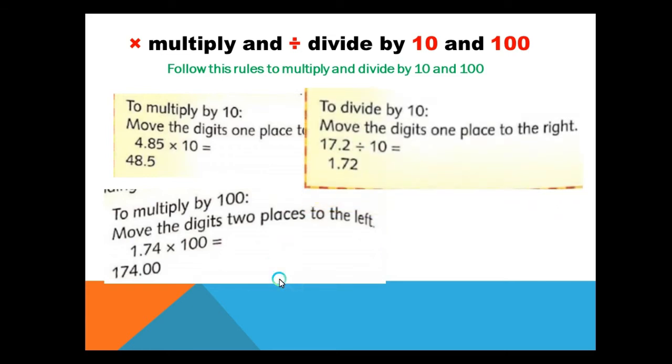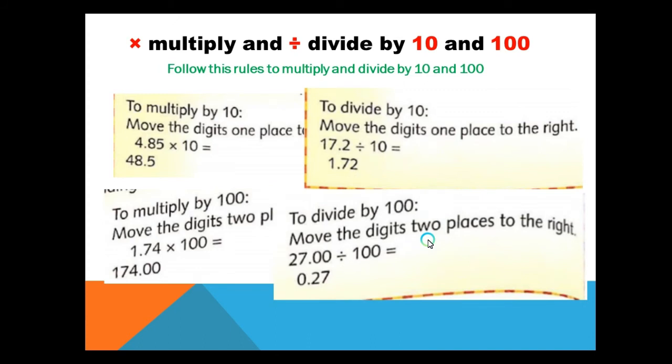Now let's go to divide by 10. Multiply is moving to the left and divide is moving to the right, starting from your point. Move the digit one place to the right, so you have 1.72. Now to divide by 100, you move it 2 places to the right.